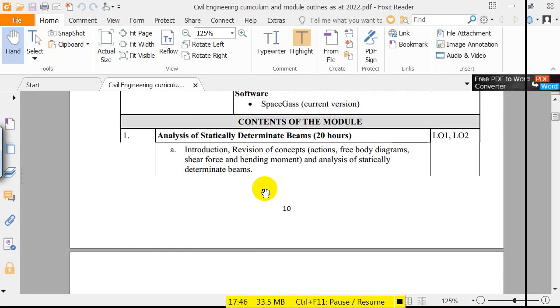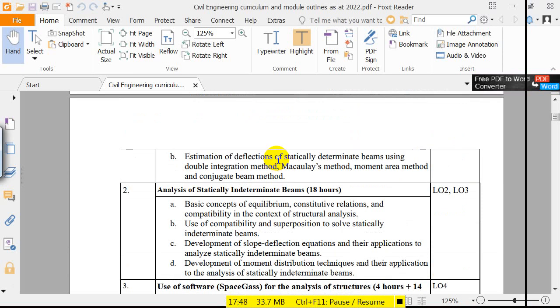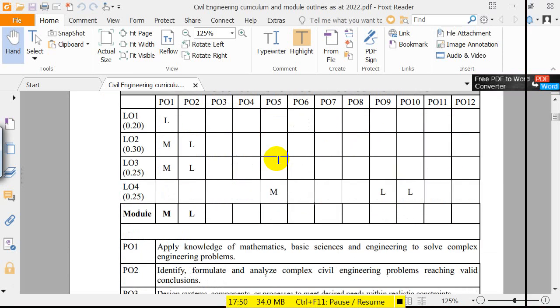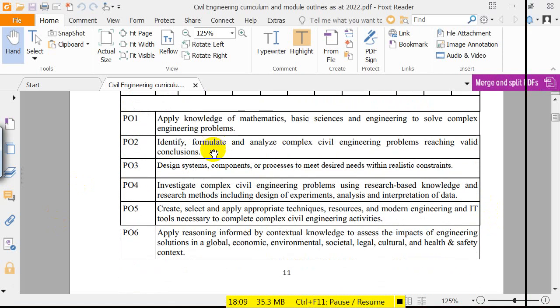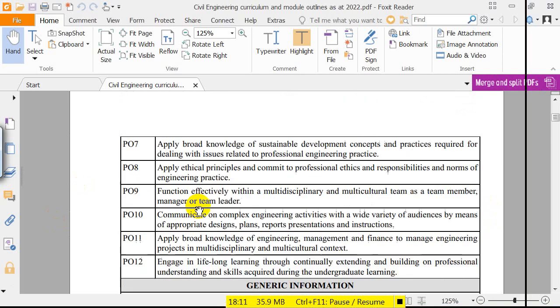So later things, the content we'll see as we go on. And here, I think they might have introduced to you that there are 12 program outcomes, and then how do we map the program outcomes with the learning outcome. So these are the program outcomes, so you can read.